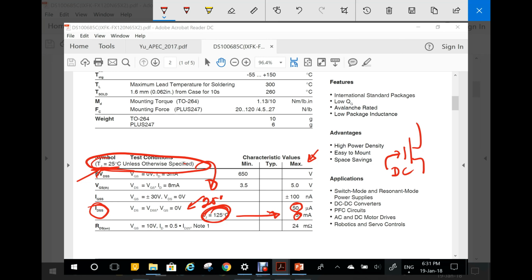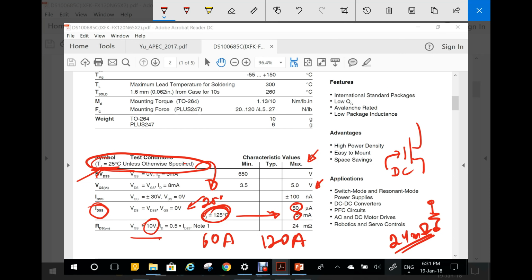And then we have RDS on for VGS 10 volt, okay, above, of course, the threshold. ID half the maximum, that is this 60 amp, because this is a 120 amp device. And this will be 24 milliohm. The device is described as a resistor of 24 milliohm.